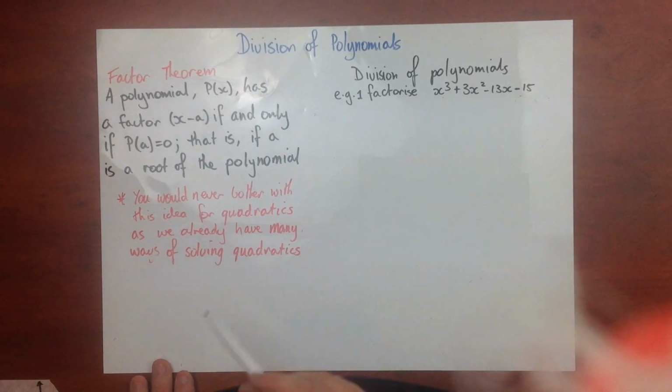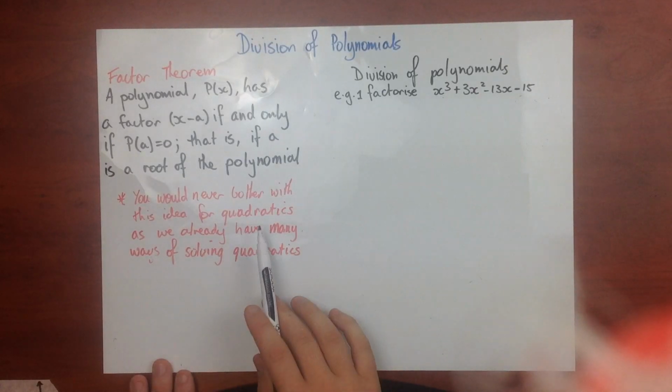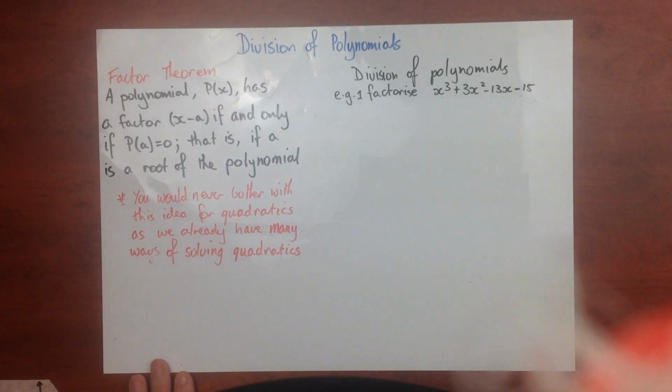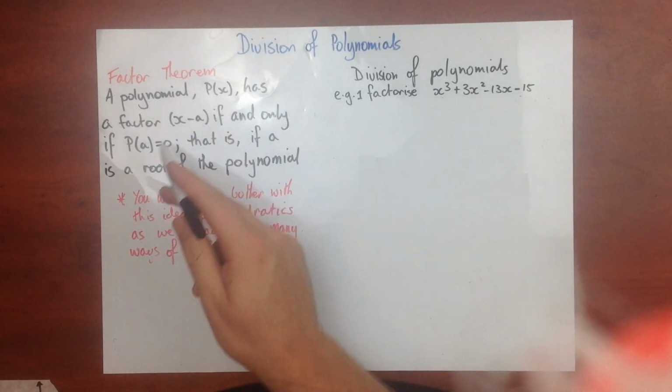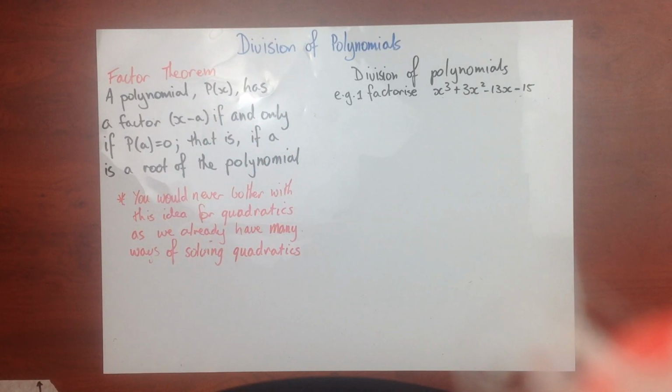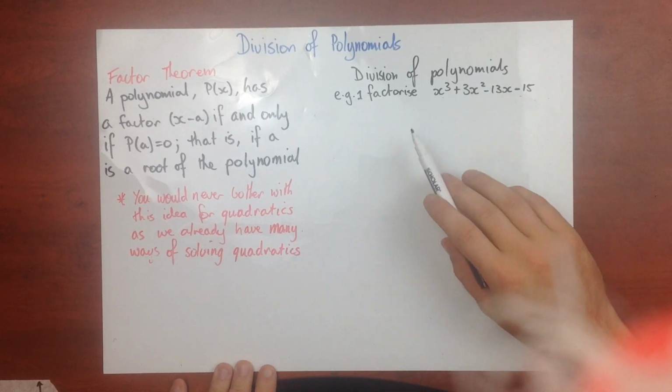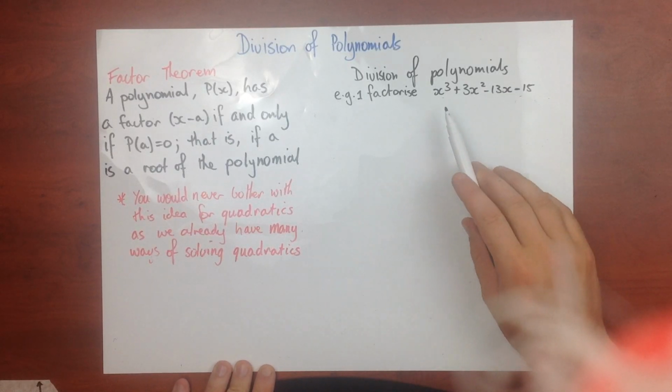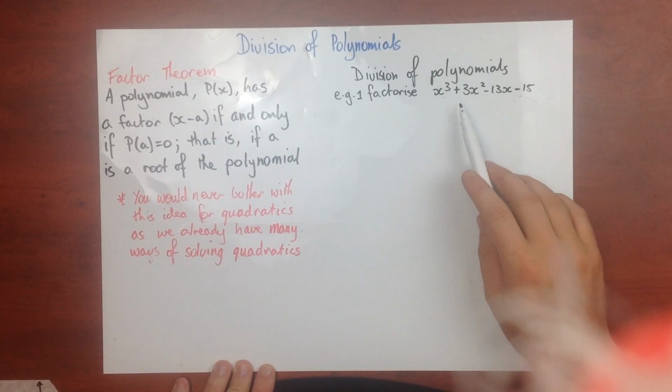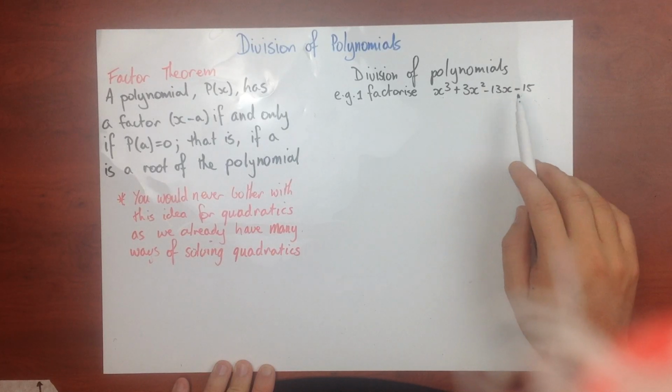Now we'd never bother looking at division of polynomials or worry about the factor theorem if it's a quadratic, as we've got lots of different ways of solving our quadratics already. So we use this idea as our first step for our division of polynomials. And we use division of polynomials when we've got to factorize things like this: x cubed plus 3x squared take 13x take 15.